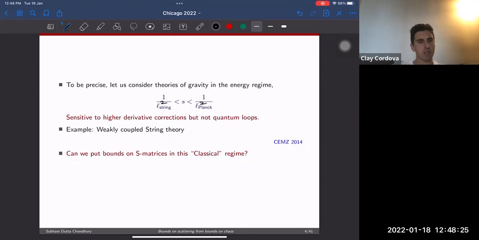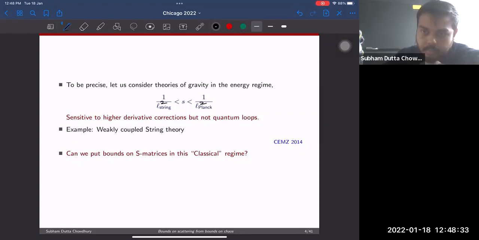When you say bounds on S matrices, you're talking about a la the Froissart bound, like some scattering amplitude doesn't grow. Yes. Are there any more questions about the setup? Okay.